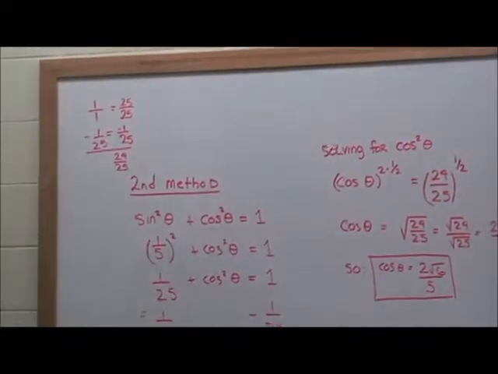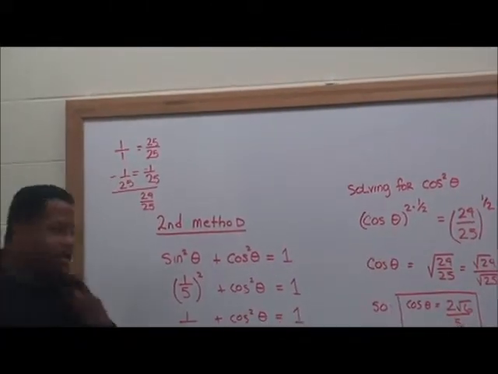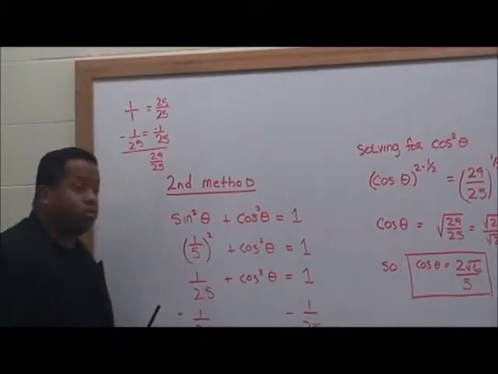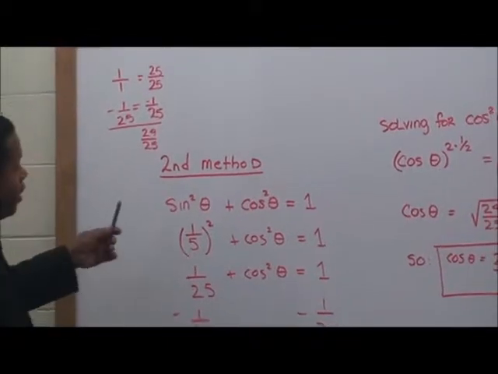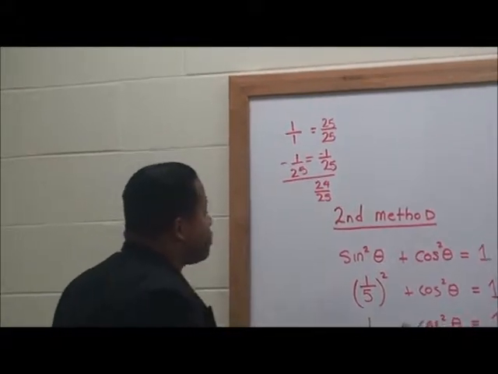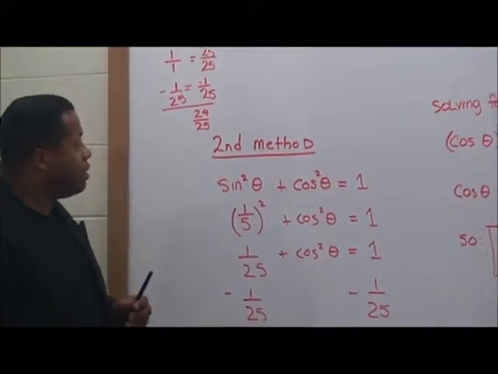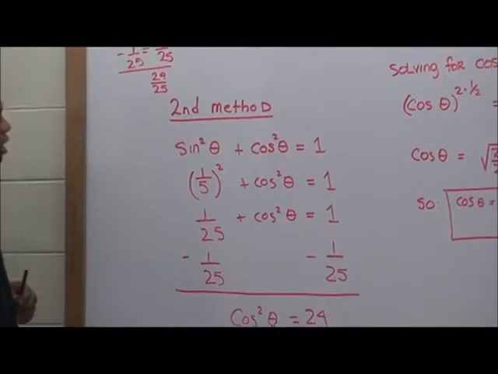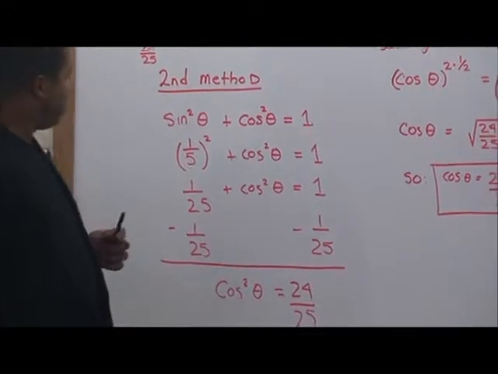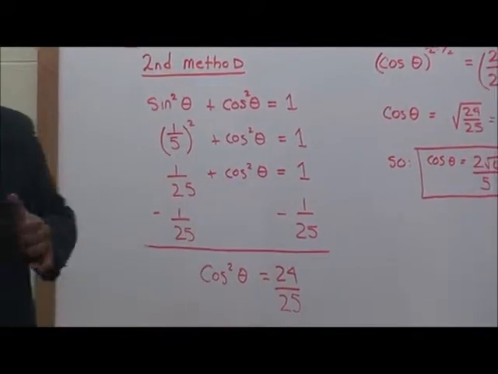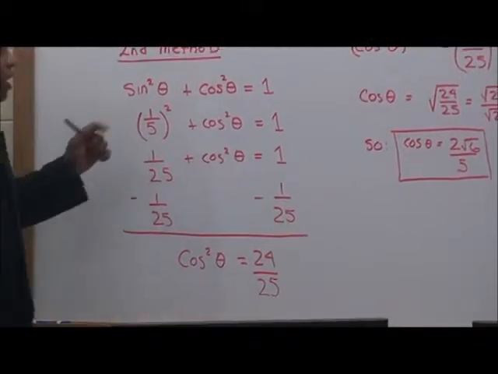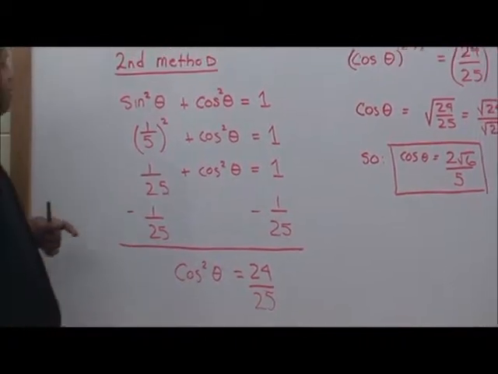If you notice, here's the second method. What do we see right here? What did we talk about before? What did we derive? Actually, the last time we spoke about the Pythagorean Theorem identity. Sine squared theta plus cosine squared theta is equal to 1. So what was sine theta? Sine theta was given, right? So we plug 1 over 5 into here.